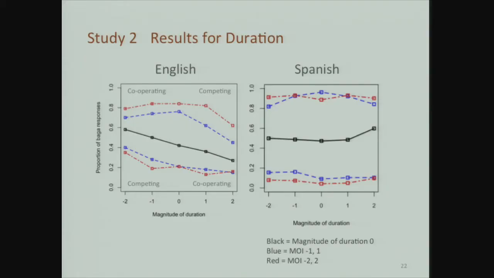Bruce, could you go back to the slide that says study 2 results for duration? That's the one, yes. And the one on the left, English. I warn you, this is going to be a little bit off the wall, but it has to do with modeling your data with more fine-grained detail.